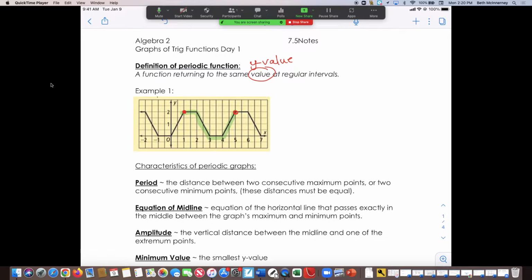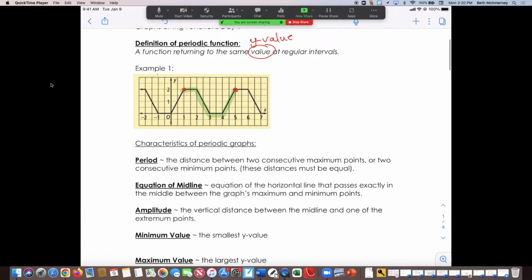And then the period length is the distance between two consecutive maximum points or two consecutive minimum points. So on this one, do you see I can go from 1 to 5? That period length is 4 units. Let me repeat that. The period is the distance between two consecutive maximum points or two consecutive minimum points.